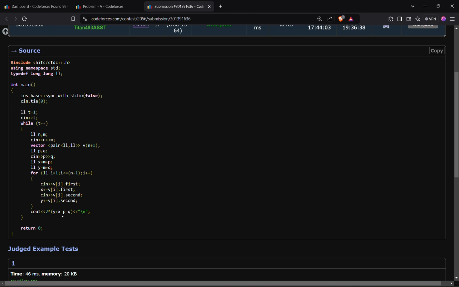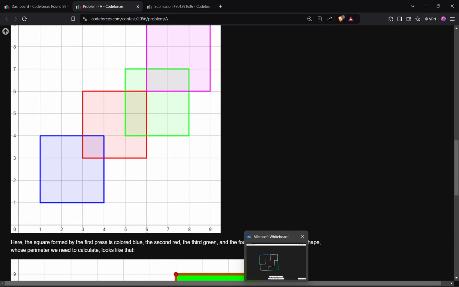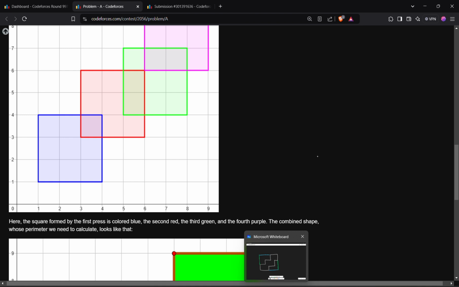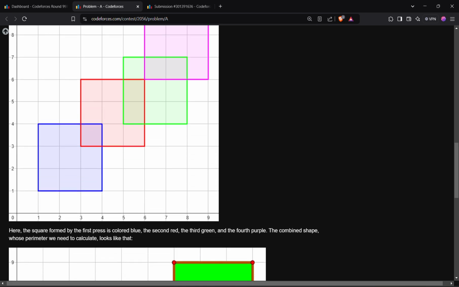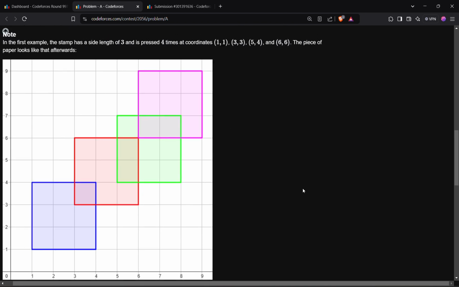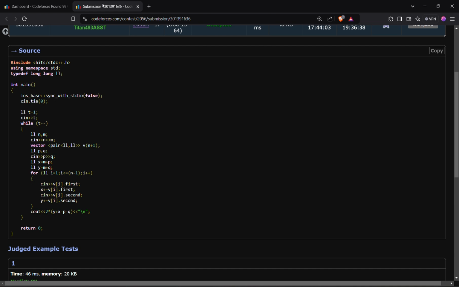So why this minus p and minus q? It was for these things. Follow this pointer. Coming right here, it was basically subtracting this length and this length from the total length and height of the rectangle. So yes, that was basically the easy solution for A. Let us head towards the solution of B.